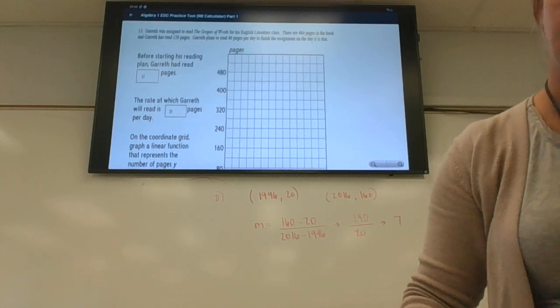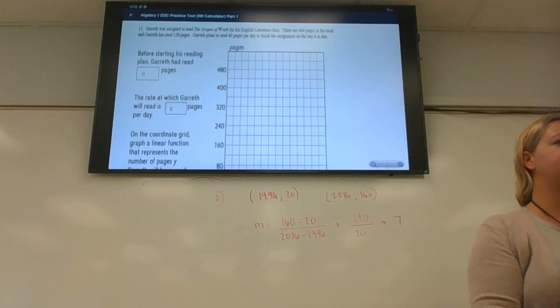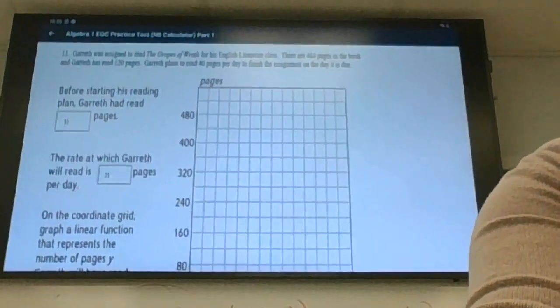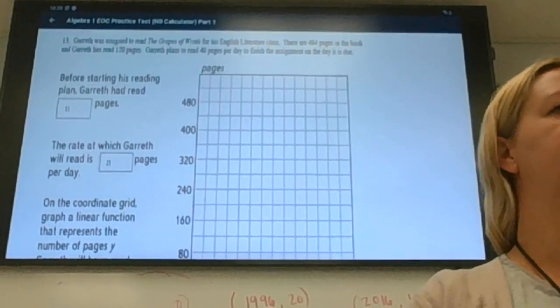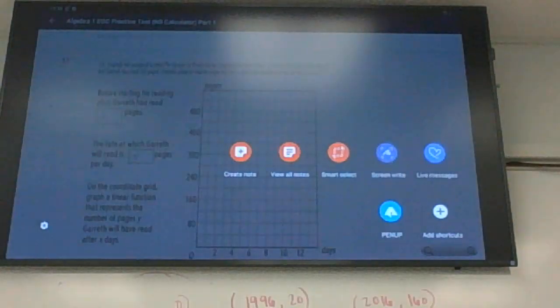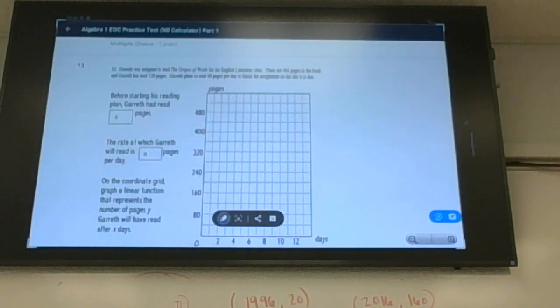Alright, this number 13 was kind of a failed question, right? It said you were supposed to graph and it didn't even allow you to graph. So, everyone got this one right, yes? Everyone got this one right. You couldn't even graph it. Before starting, it says he read 120 and 40 pages each day. If the software worked correctly, this is how you would have graphed it, starting at 120 and going up 40. It would have looked a nice straight line. You know, it would have been great if the software worked to graph it, but it didn't.